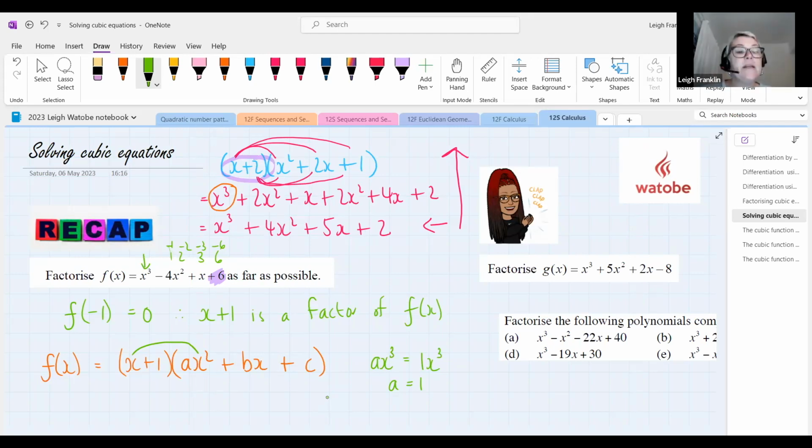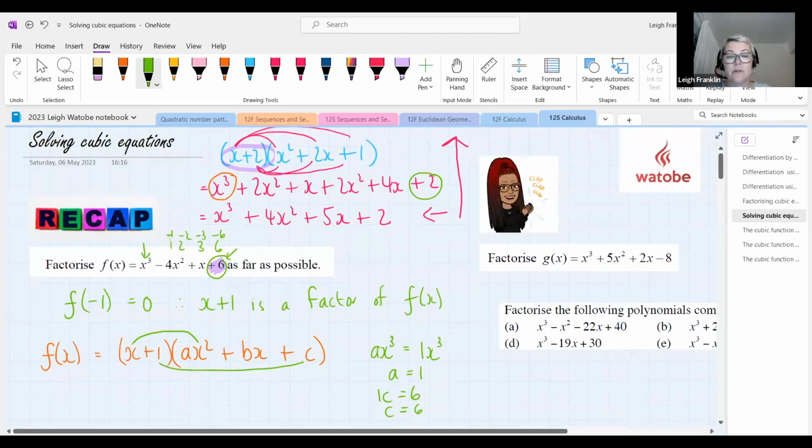Let's do c next, right? The only way that we got this number over here was when we multiplied last with last. So it's the same story with this. 1 times c gives us 1c, and when we go back, we can see that it was equal to 6. So that means that c is 6. Okay, that's the easier bit, right?